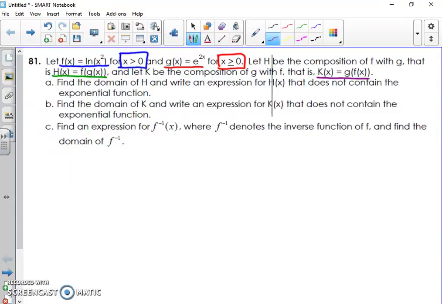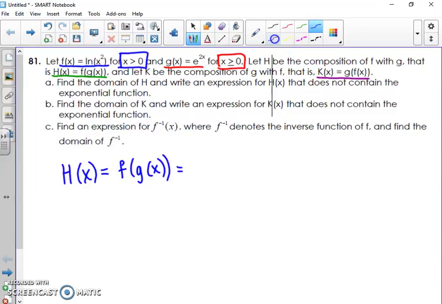So for part A, we are looking at finding the domain for h and an expression for h of x that does not contain the exponential. This means we're going to have to simplify. So we know h of x equals f of g of x. When we look at this, we are plugging g into f, which I'm going to go ahead and do first, and then I'll talk about the domain.